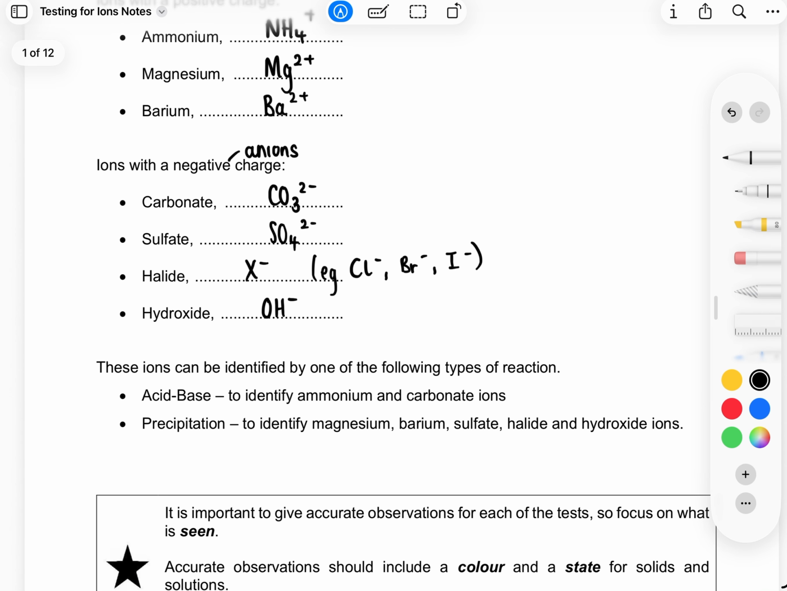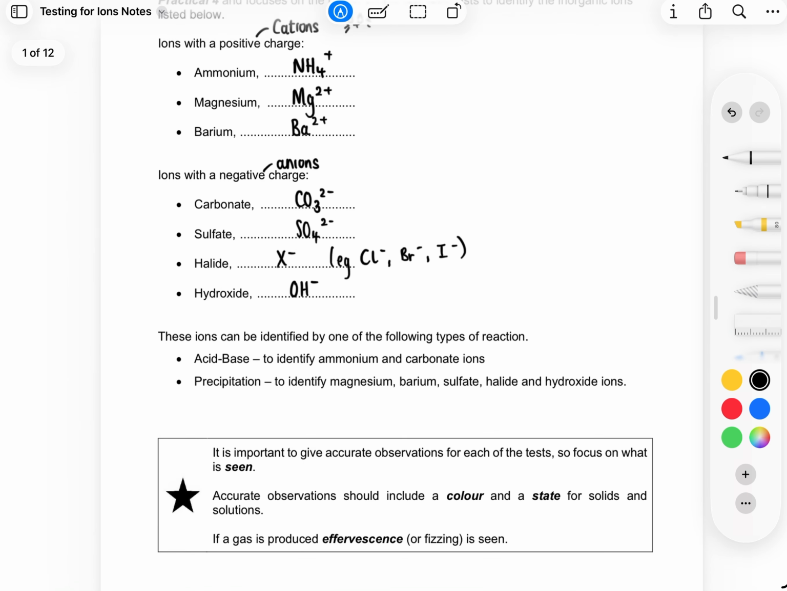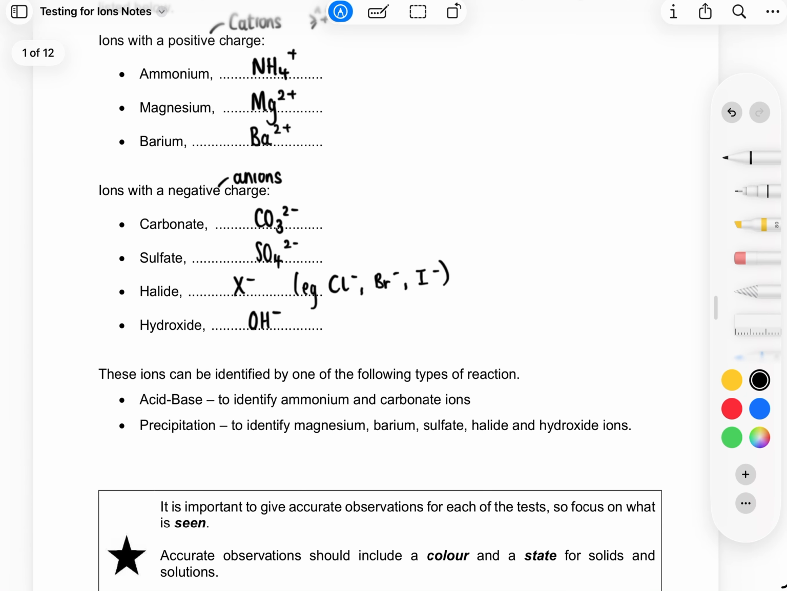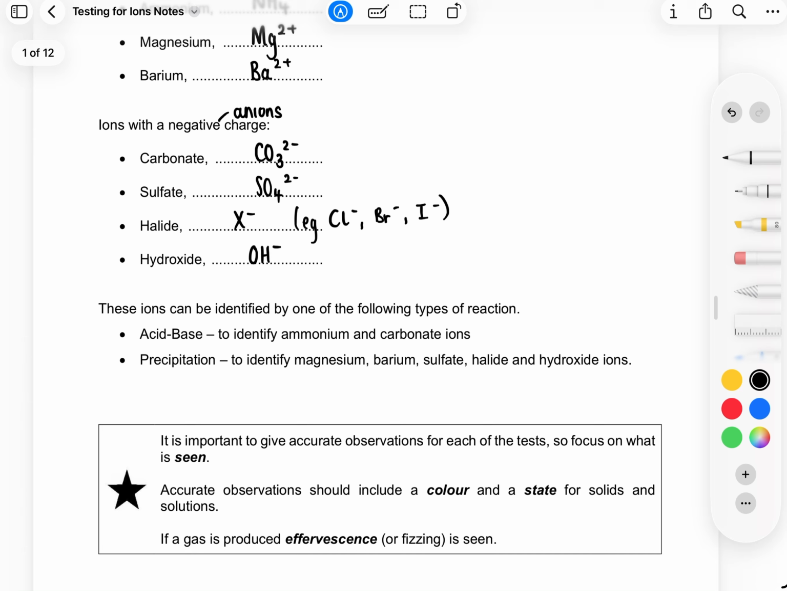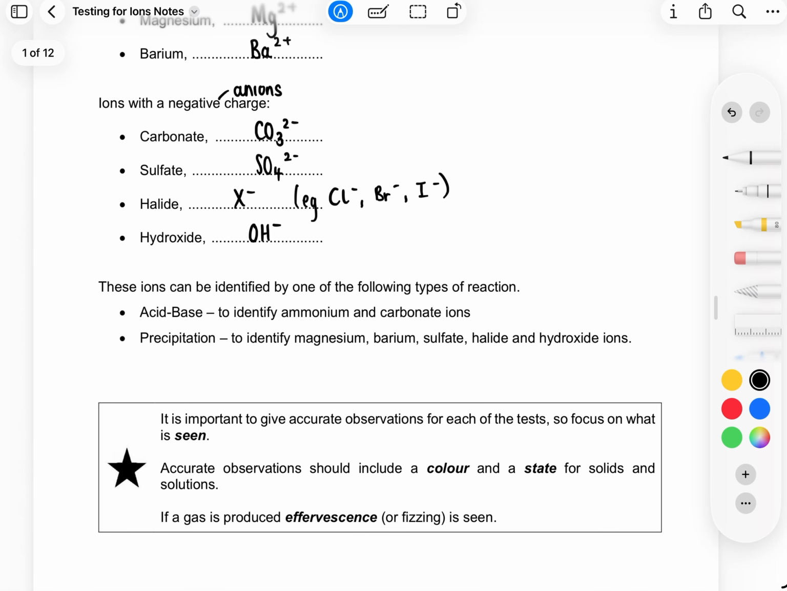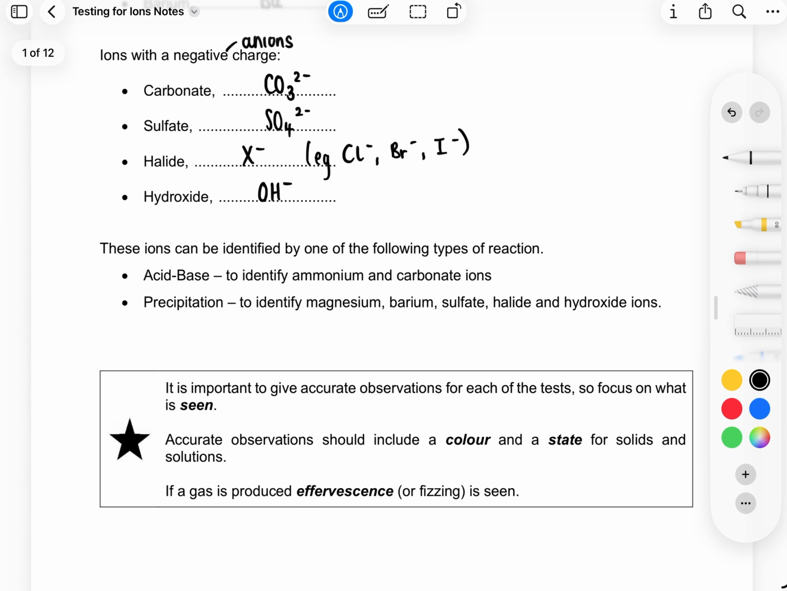They can be identified using one of 2 types of reactions. So either acid-base, for example, when we're looking at the ammonium or the carbonate ion. The ammonium ion is actually an acidic ion and would react with a base, and the carbonate ion is a basic ion and would react with an acid. So we're going to use those reactions.